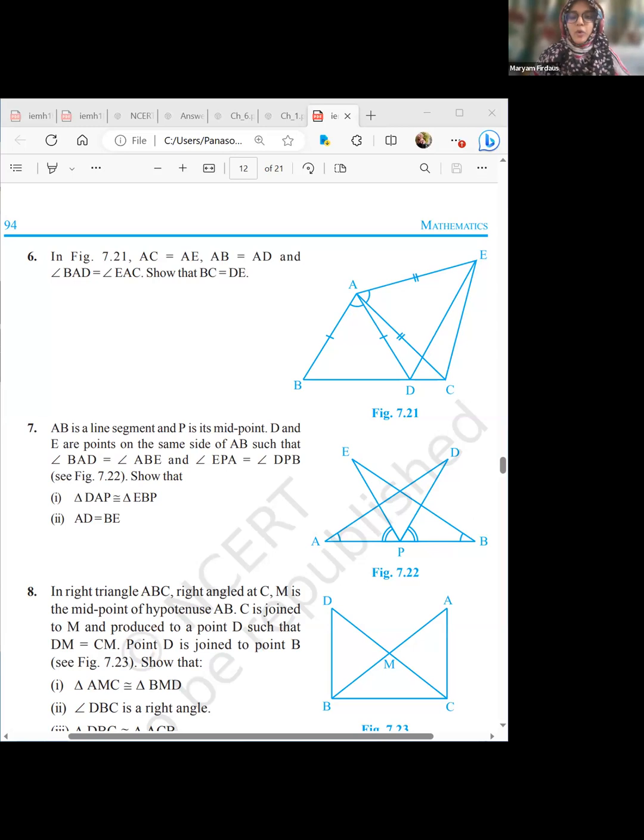Now, I am just going to add X on both sides of the equation. Adding X on both sides of the equation. What do we get? We get BAD plus X is equal to angle EAC plus X, right? Because we have added X on both the sides of the equation. Now, can someone tell me what is BAD plus X? Look very carefully. What is angle BAD plus X?